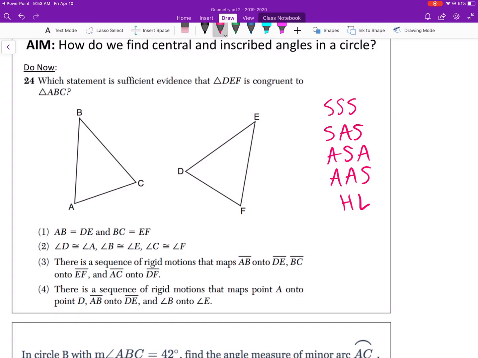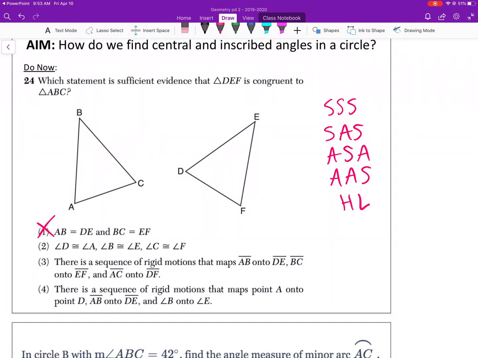Choice 1, AB is congruent to DE, and BC is congruent to EF. Is that a congruence criteria? You should be thinking no. That would give us side-side. We would have needed that third side. So that's a no-go for choice 1.